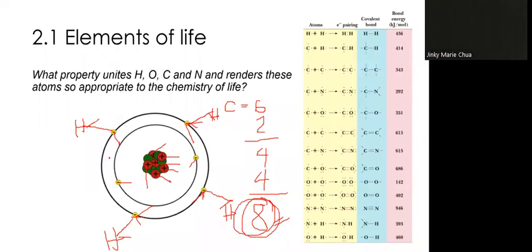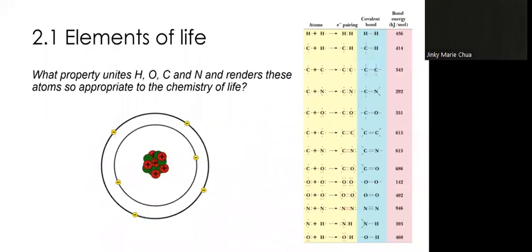So let's go to hydrogen. What's the atomic number of hydrogen? The atomic number of hydrogen is 1. That means it has 1 proton and 1 electron. So how many more electrons does hydrogen need?